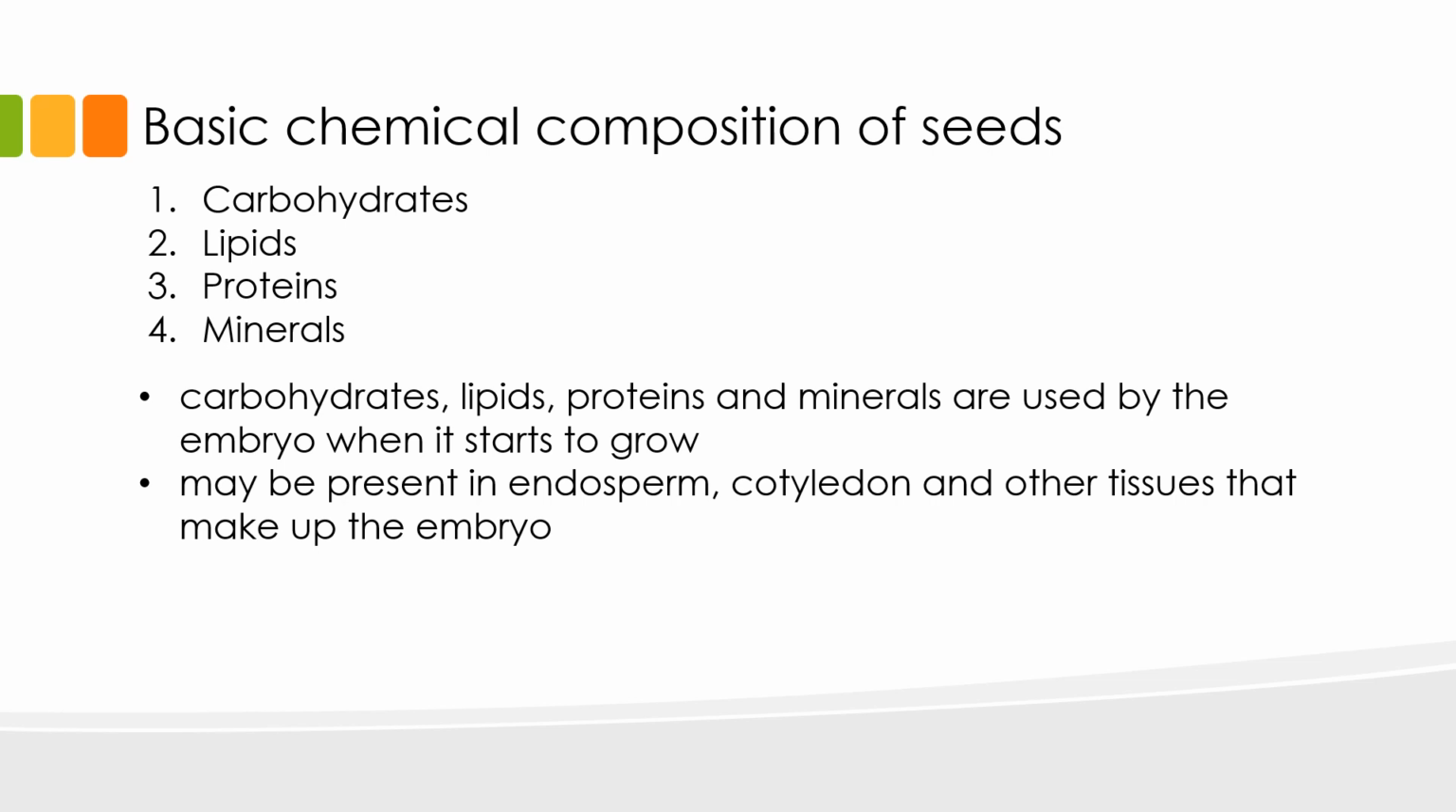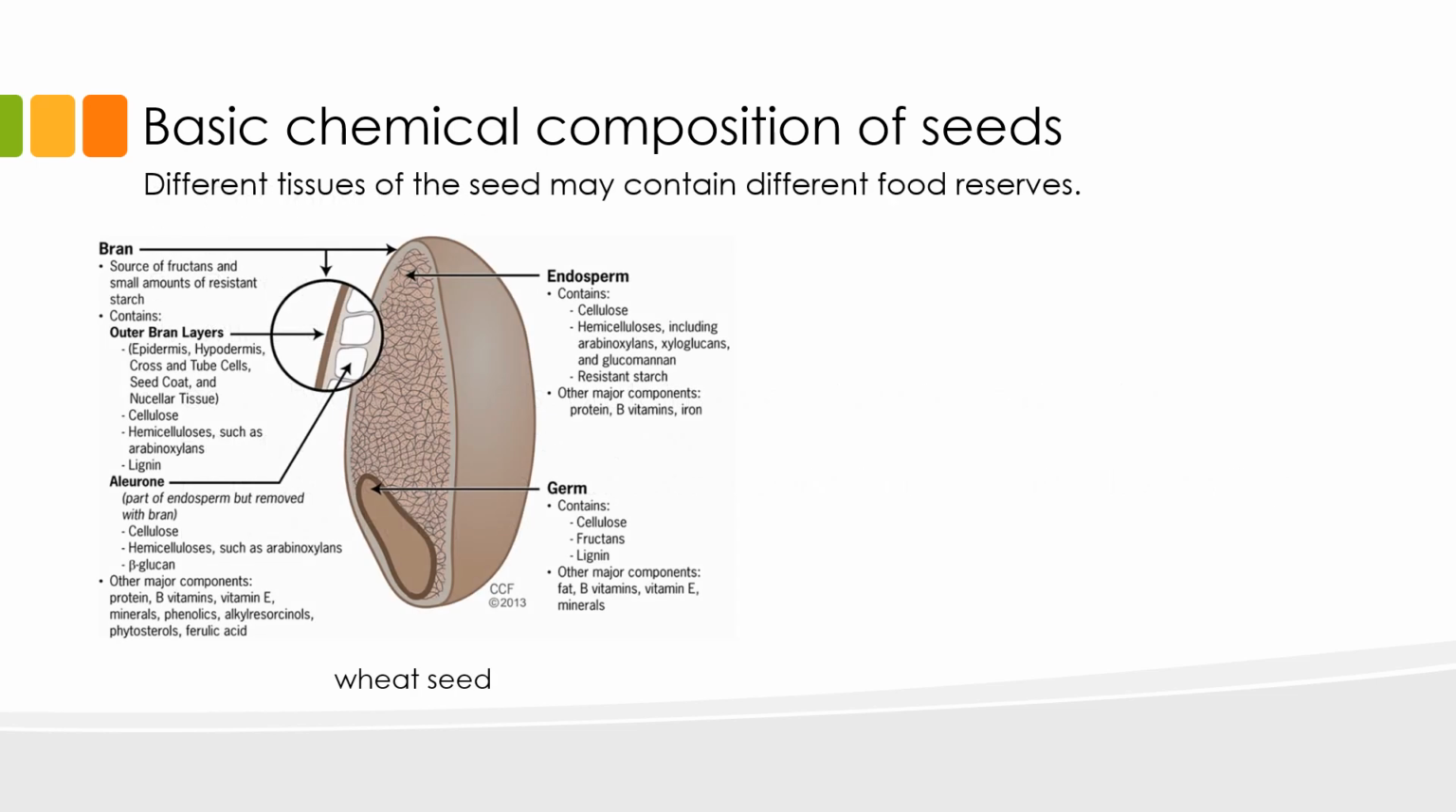These chemical components are found in all the basic structures of the seed, including the endosperm, cotyledon, seed coat, and the various tissues that make up the embryo. This slide gives us a general overview of the various chemical components that can be found in a wheat seed. This is a cross-section of a wheat seed showing the endosperm, the structure right here, as well as the embryo, which is labeled as germ in this picture.